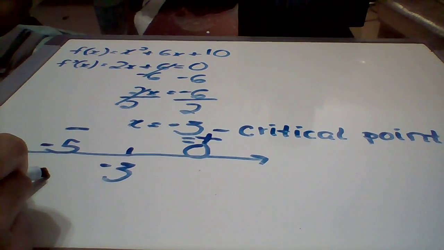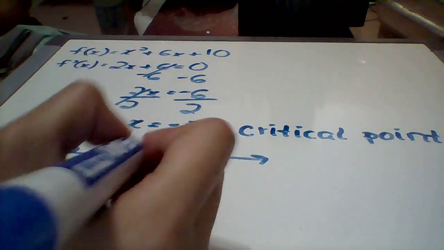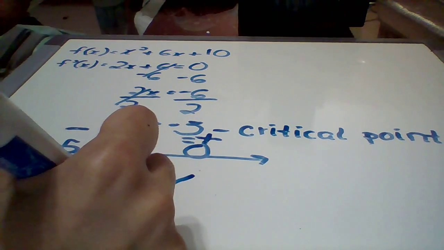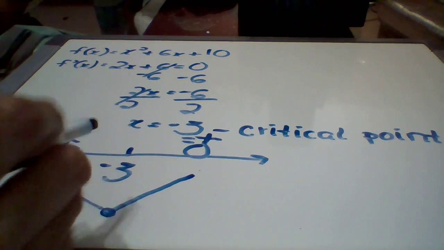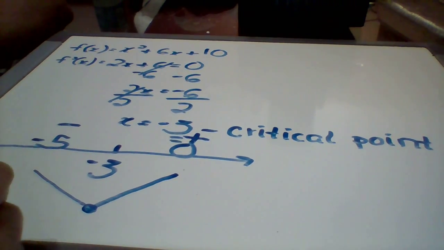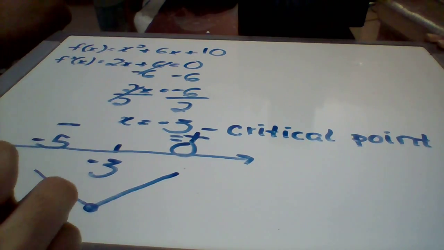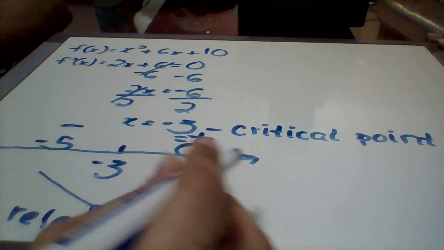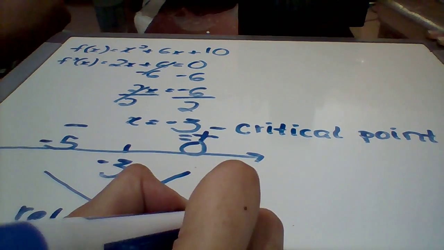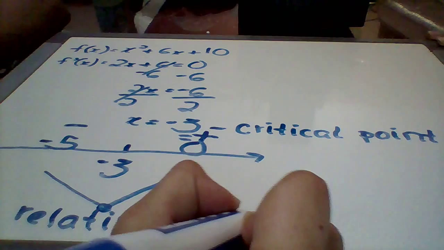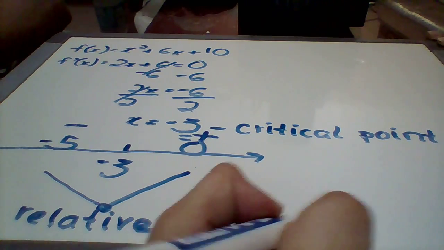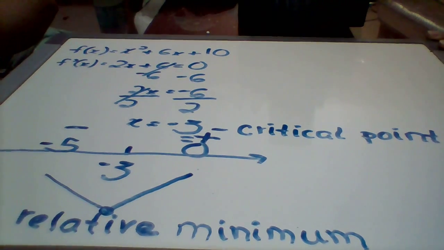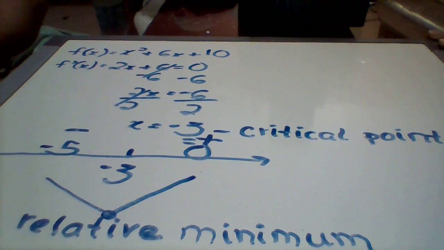So that would be a decreasing slope and an increasing one. And basically that would get you a relative minimum. A relative min. And that's all you really need to determine for the first derivative test.